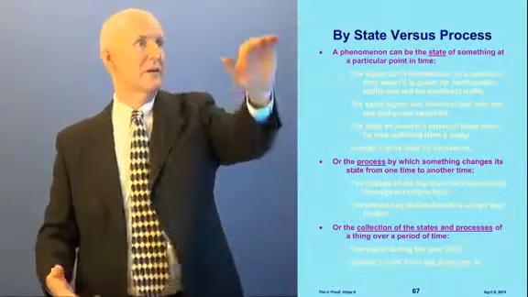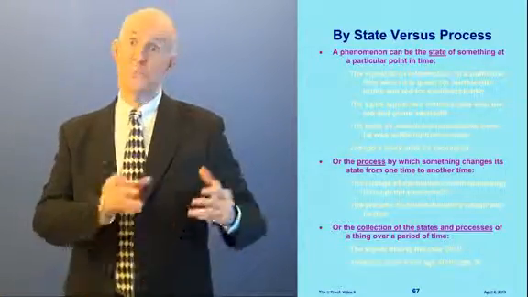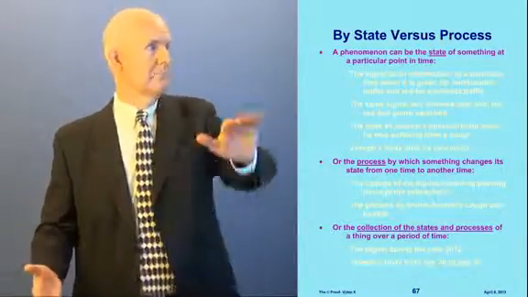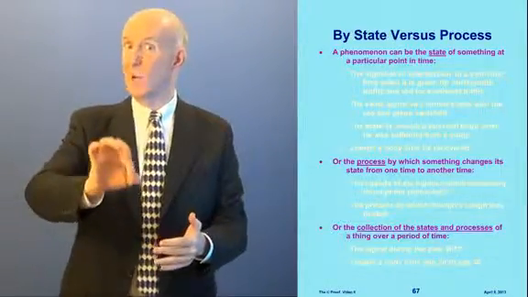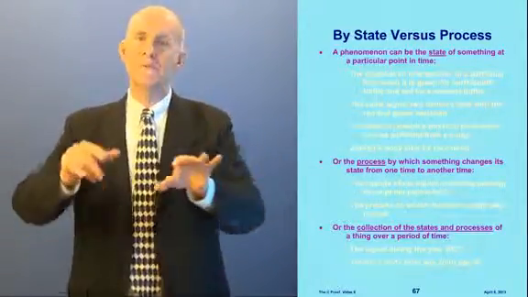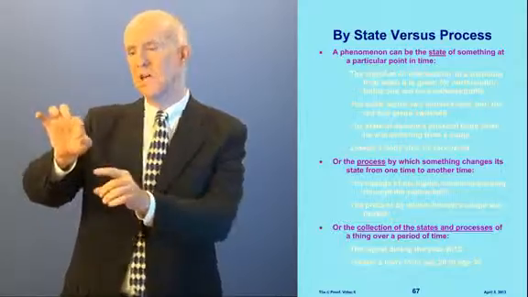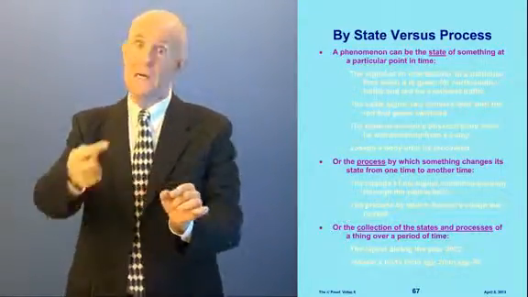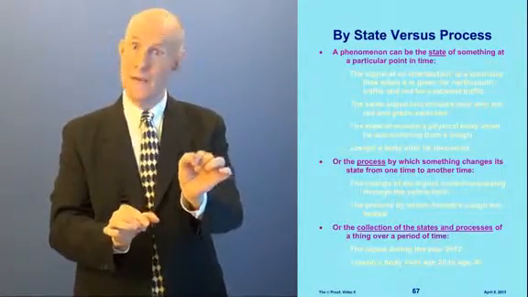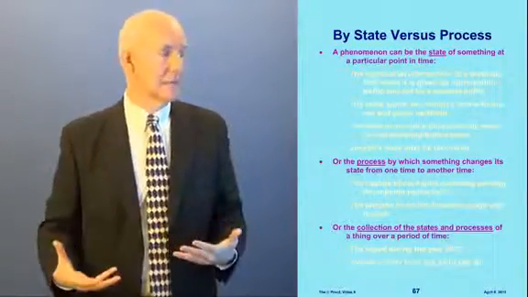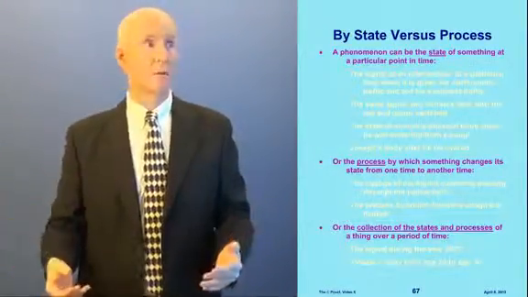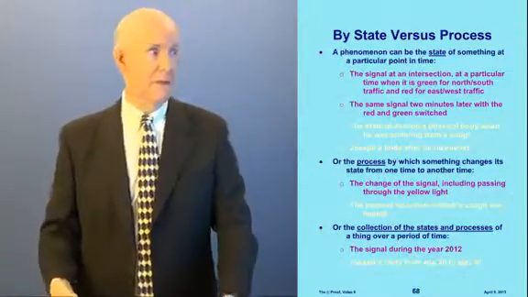All right, we can classify a phenomenon by state versus process. Okay? A phenomenon can be the state of something at a particular point in time, or it can be the process by which something changes from this state to another state at another point in time. Or it could be a collection of states and processes over a period of time. Let's look at 2 examples.